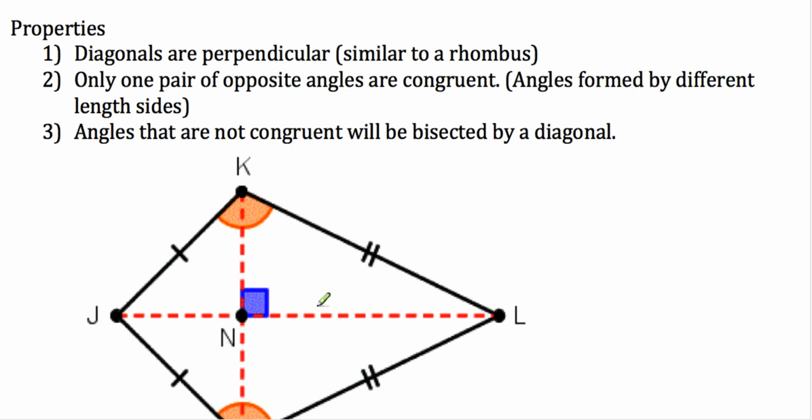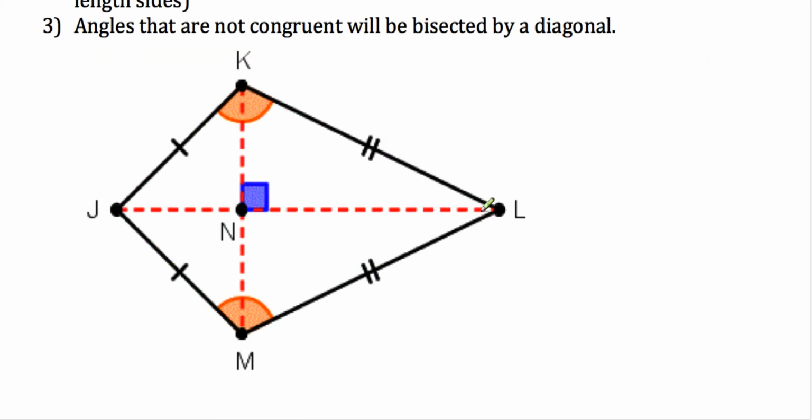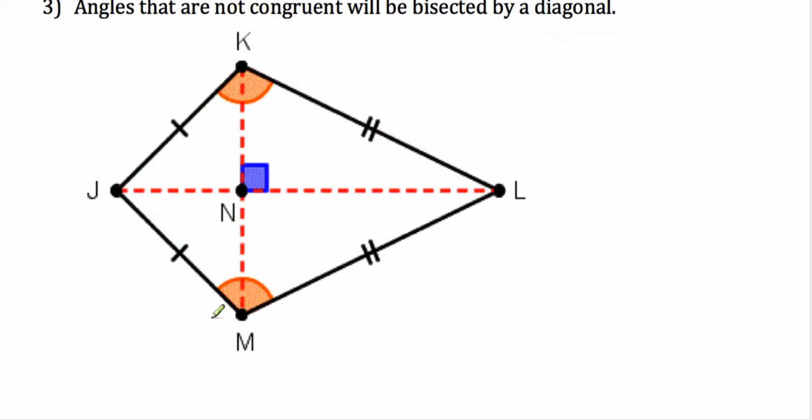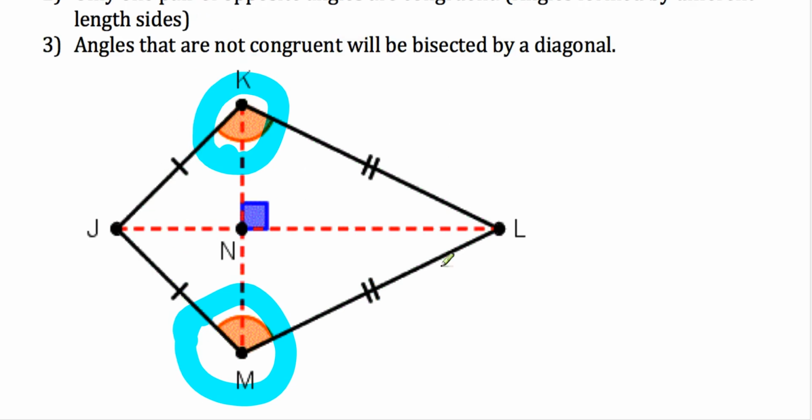But if you look at the properties of these, there are a few things which we have to notice. Diagonals are perpendicular. You see this diagonal over here? They are perpendicular. So that means you may have to use the Pythagorean theorem to find the length of the side. At the same time, only one pair of the opposite angles are congruent, meaning this angle is congruent to this angle over here. But how about the other angles?